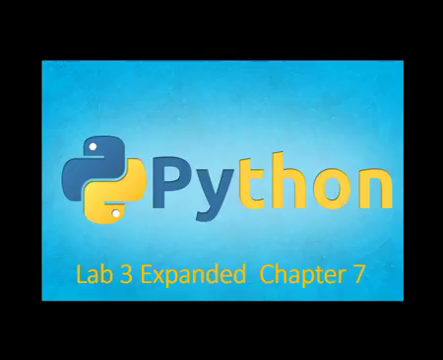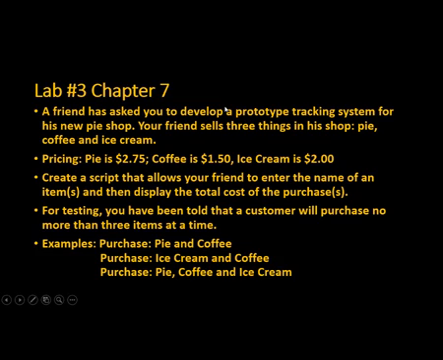Okay, so this was the assignment, and we need to take a look at it and decide exactly what we need to create. So we know we have 3 different items that we're selling: pie, coffee, and ice cream. And we know what the price of each of those items is. So initially we can think about, we're probably going to need 6 variables to create.